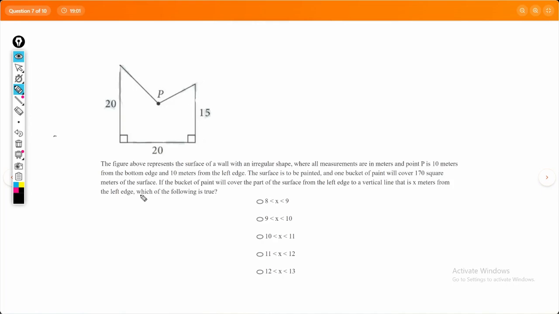So this is a difficult problem from KMF. It says the figure above represents the surface of a wall with an irregular shape. All measurements are in meters, and point P is 10 meters from the bottom. So bottom is this one. They are saying that this point is 10 meters from this bottom. Then they again say that 10 meters from the left is this one, and they are saying that this point P is 10 meters from this left edge.